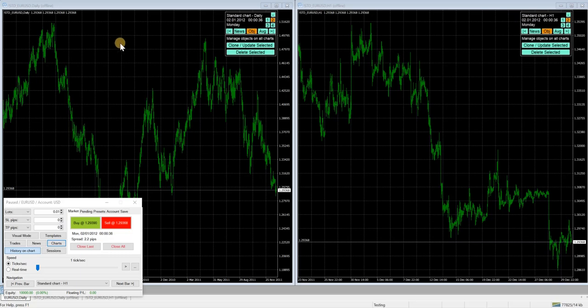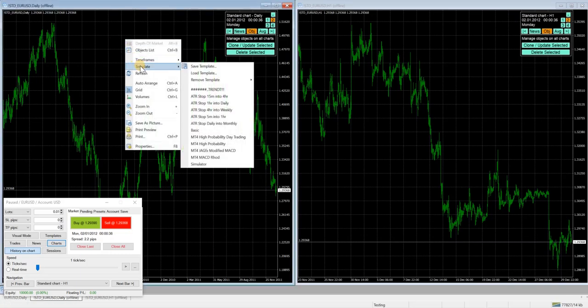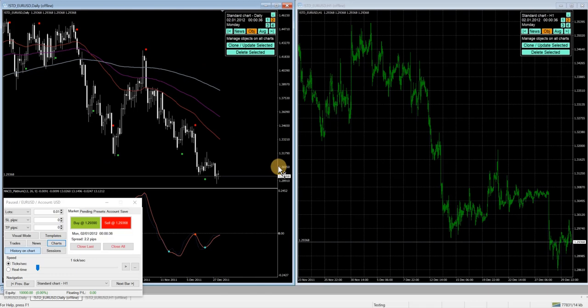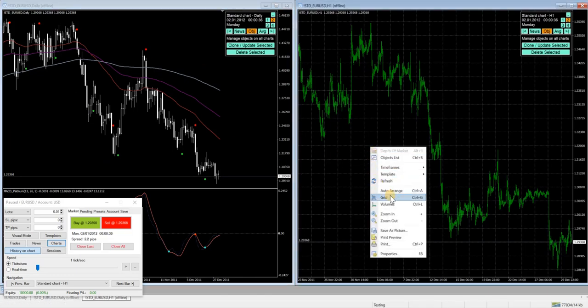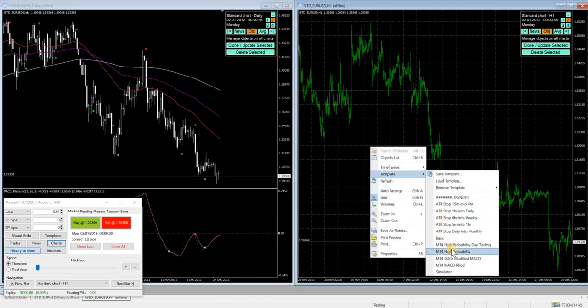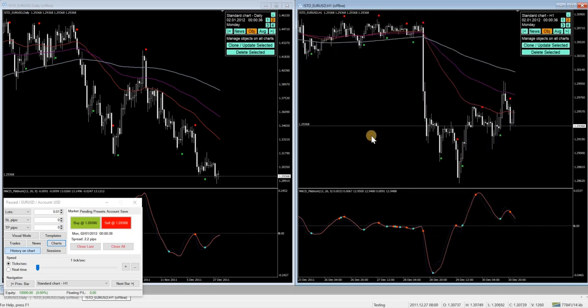All right, so we've got the daily on the left here. We'll put a template on that. So we'll put the high probability on, and might as well put the high probability on here too. So all we're doing is setting up the charts for a simulation, all right? Now, because we've got the daily chart here, and we've got the 1 hour chart here, basically you're looking for setups on the daily chart, then you would switch down to the 1 hour chart to take the trade.